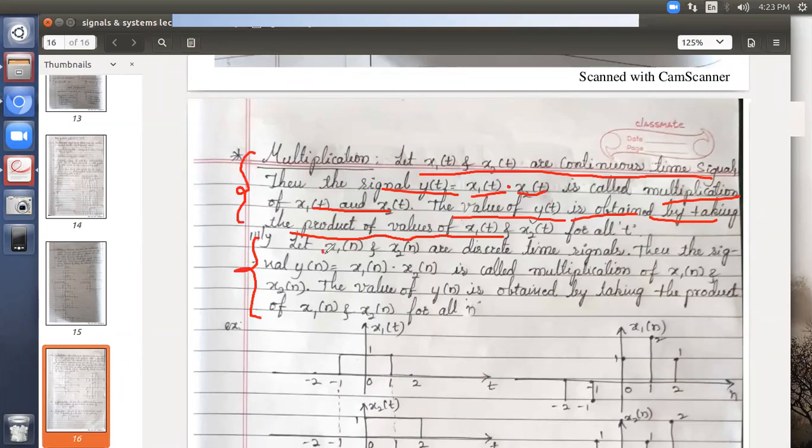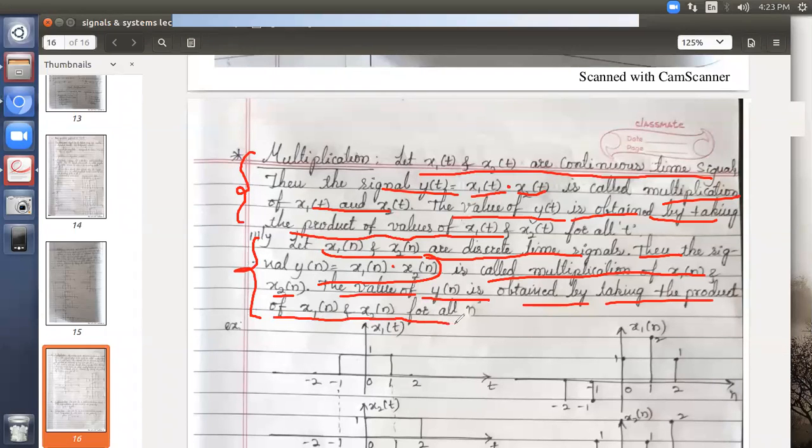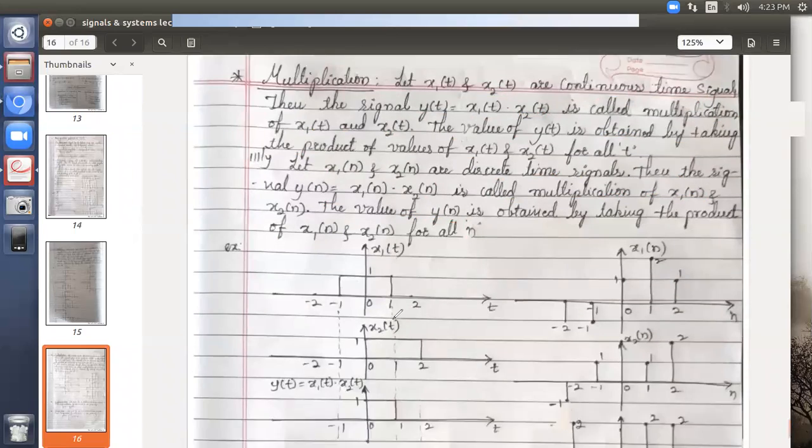If there are two signals x1 and x2 of n in discrete time, then the signal x1 into x2, multiplication dot, is called the multiplication of two signals. And how do you get this product? It is obtained by taking the product of those two for all time. Again, in order to understand how this multiplication is performed, let's take one or two examples. We'll see how to perform this multiplication.